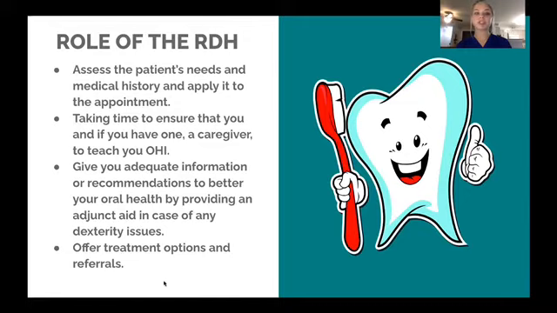Taking their time to ensure that you, and if you have one, a caregiver, are taught proper oral hygiene instructions, to give you adequate information or recommendations to better your oral health by providing an adjunct aid in case of any dexterity issues. For example, if you were to have arthritis in your wrists, elbows, or fingers, an adjunct aid would be ideal so that you can properly brush and floss your teeth at home. Also, we would offer you treatment options and referrals. Say if you have periodontal disease or need referring out to an oral surgeon or anything that you may need, we will be able to refer you out to the dentist.